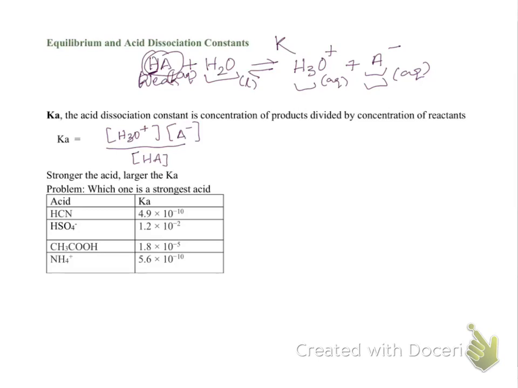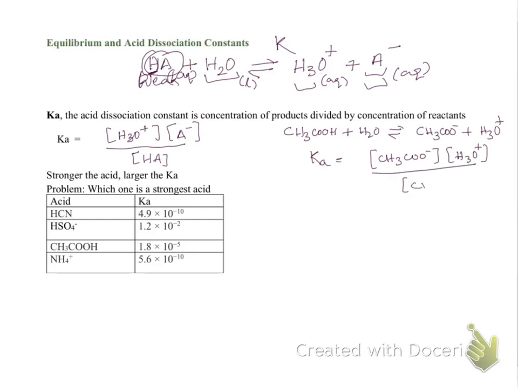So I can take another example. For example, let's say I have this weak acetic acid. When we put it in the water, it breaks down to form these ions. Since it's a weak acid, we put the equilibrium sign, and the acid dissociation constant will be the concentration of products divided by the concentration of reactants.